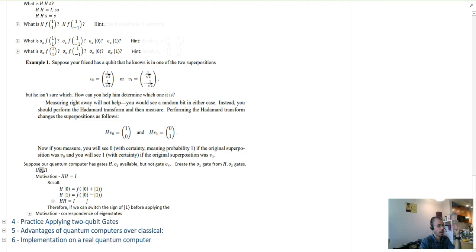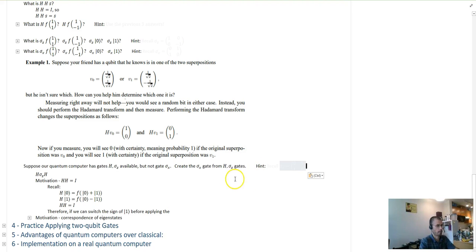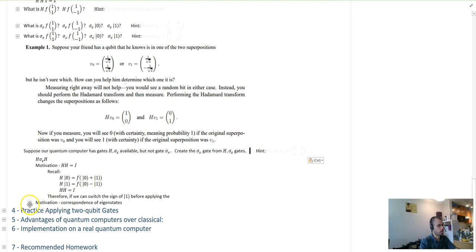Cool. And that's ultimately, remember, sigma x looks like that, right? Maybe I should copy this hint down. Cool. All right, so that's one way.